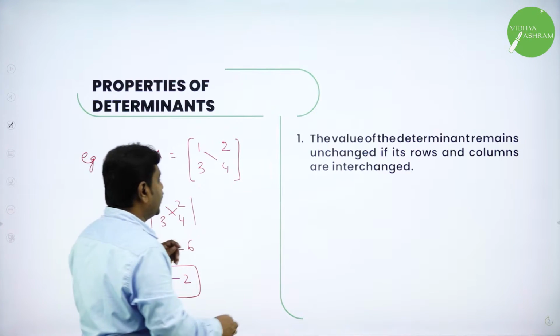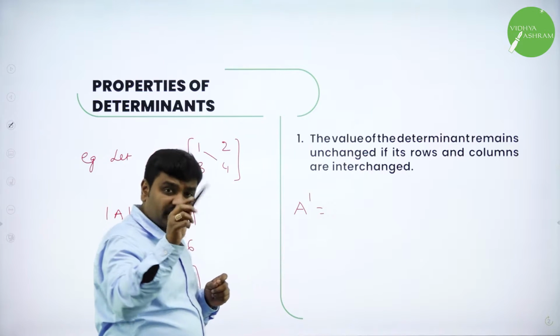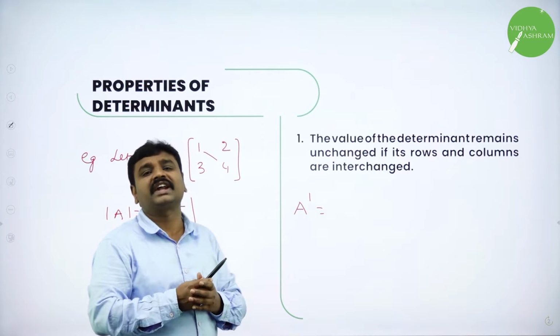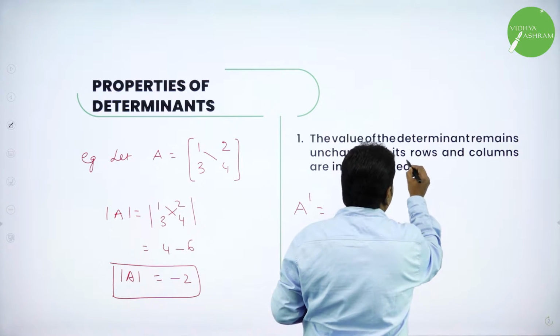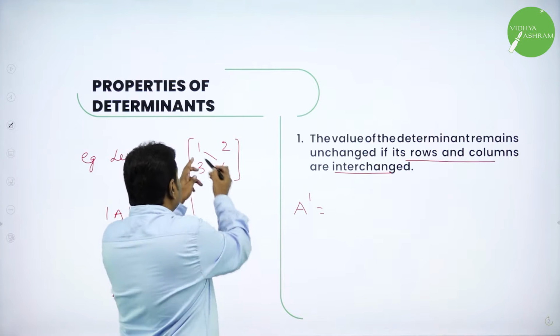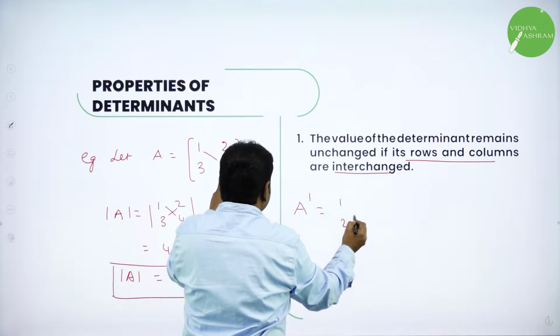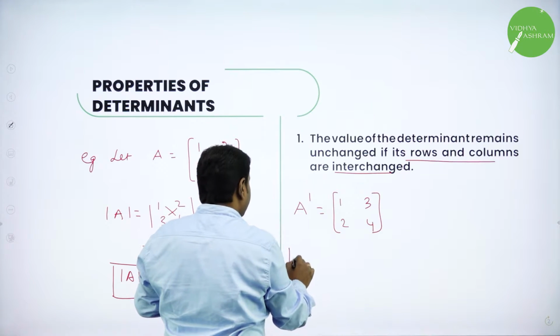Now I'll do A dash. What is meant by A dash? A dash means a matrix obtained by interchanging rows and columns. A dash is also called the transpose. Interchanging rows and columns means what? It means the matrix obtained by transpose. So change the first row to first column, change the second row to second column, we call it A dash. Now I'll find the determinant of A dash.